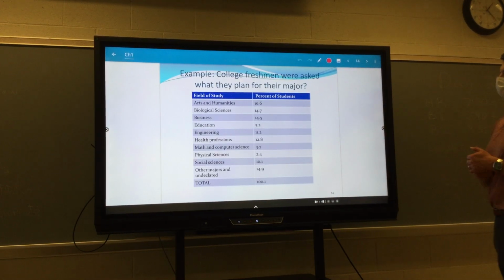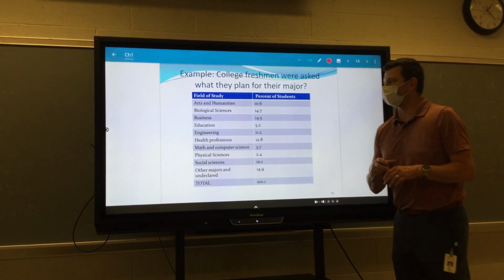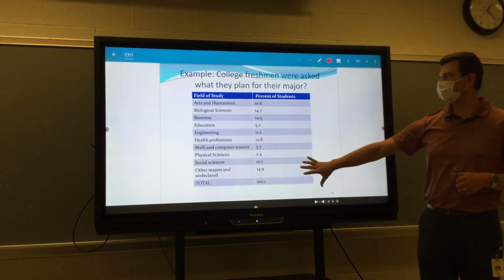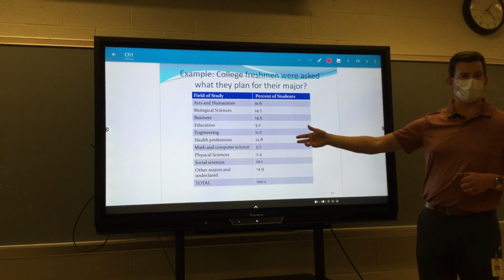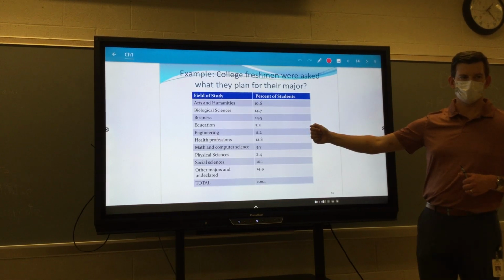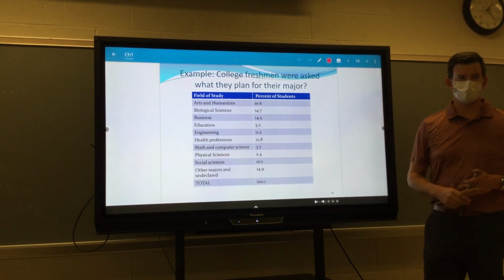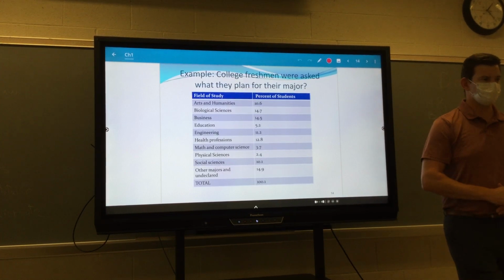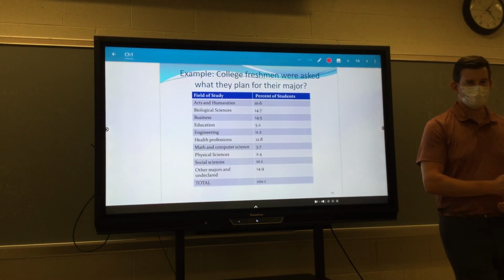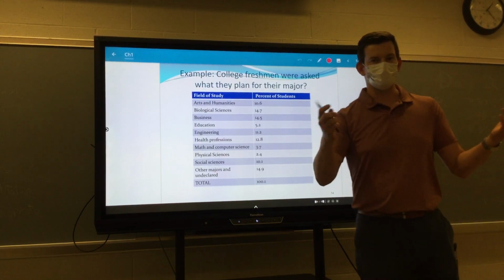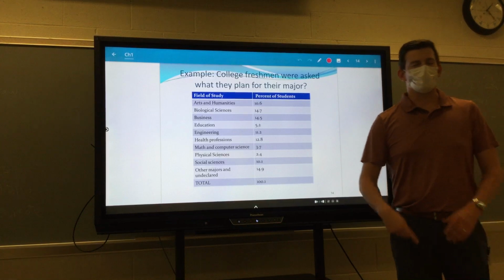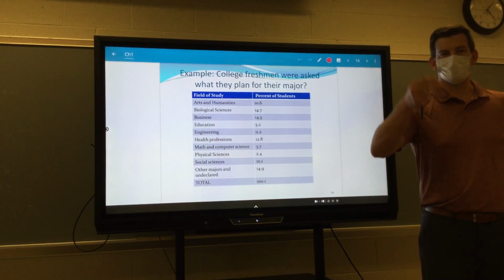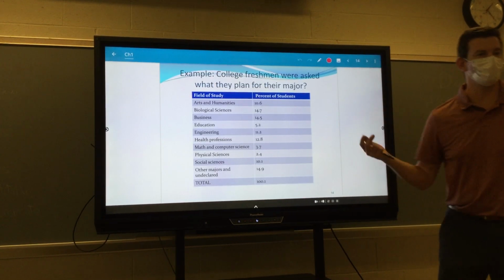We have an example of a data set here. College freshmen were asked what they planned for their major. And we have this table of data that's listed as a percent. Is this categorical or quantitative data? Do we have labels, or do we have measured values? If I asked you, not as a freshman, but as a high school senior, what do you plan on majoring in? Are you going to give me a label, or some measured number? Categorical. Yes, this is categorical data.